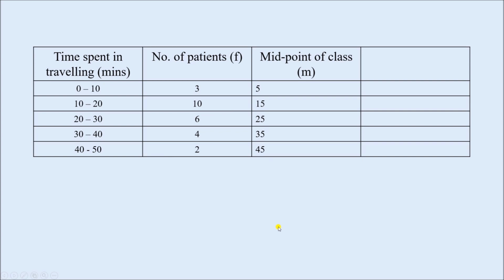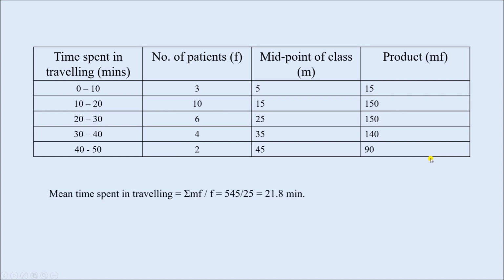In the second step, we have to take the product. That means the midpoint multiplied by the total number of patients for that particular class. So in the first row we have 0 to 10 minutes. So the midpoint is 5 minutes and the total number of patients is 3. So 3 into 5 is 15. Similarly, in the second row we have midpoint as 15 minutes and there are 10 patients. So 10 into 15, 150. So like this, for each midpoint of class and the number of patients for that class, we can have a product value. So this was our next step.